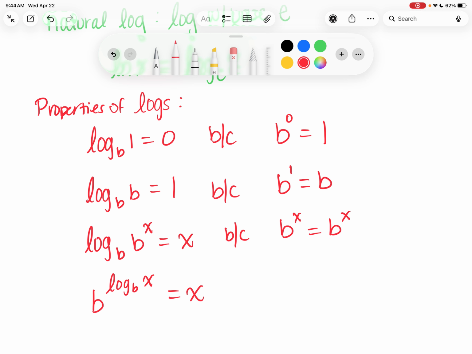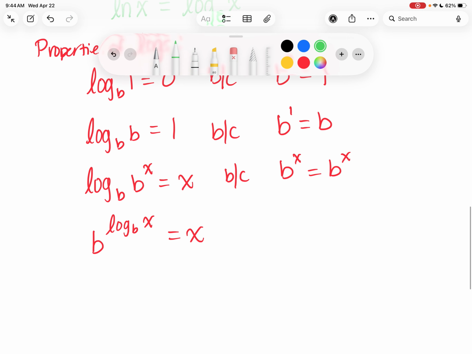If you have a base raised to, or if you have a value raised to the log of that same base, then it's just equal to whatever is in here. It doesn't matter what this is. A lot of times one of the questions that you're going to get is going to be something like 8 to the log base 8 of 3 is equal to what? 3. Nice and easy. And that's how easy those can be.